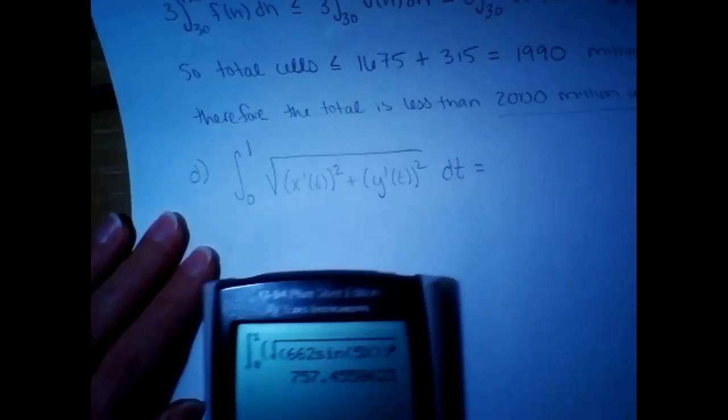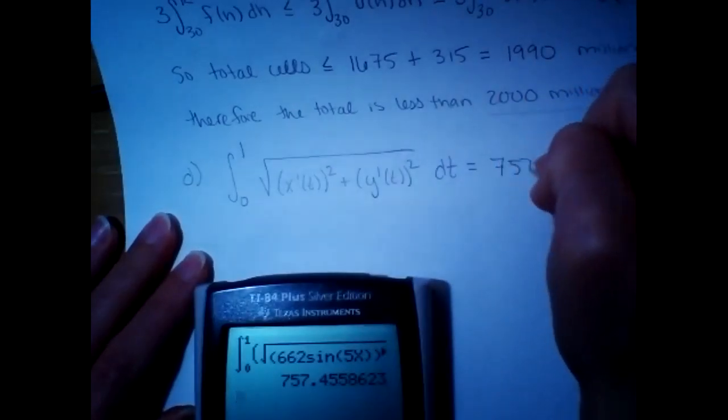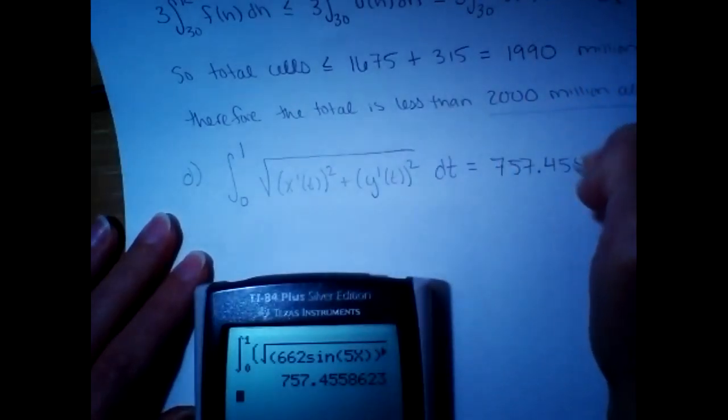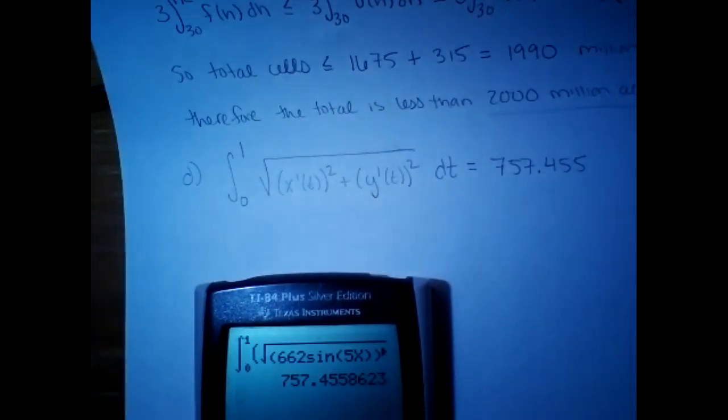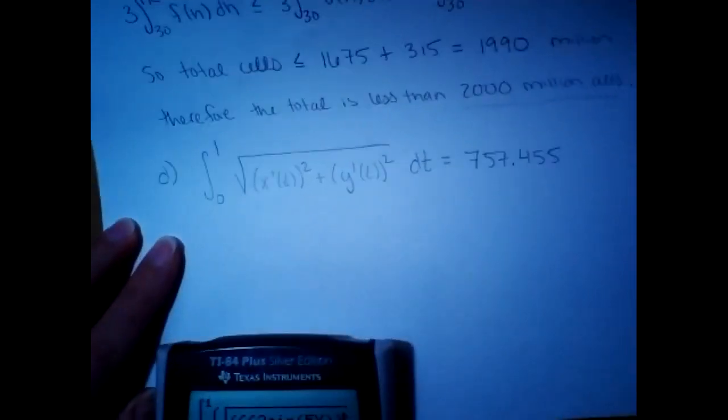All right, there we go, 757.455, or you can round up. Oh gosh, and what were the units there? I think it was meters, wasn't it? We're just finding the total distance. Yeah, so total distance in meters.